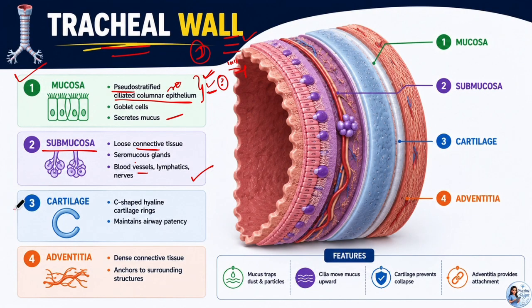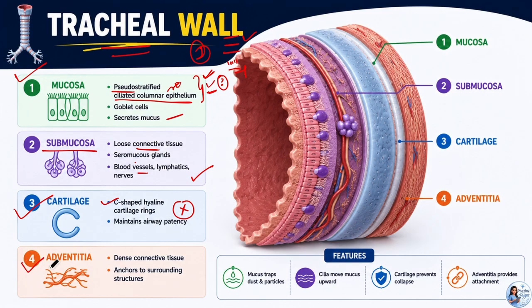Outside the submucosa layer, we have the cartilage layer. These are the C-shaped hyaline cartilage rings we discussed earlier. Their job is simple but critical. They prevent the airway from collapsing. Without this, breathing would become very difficult.